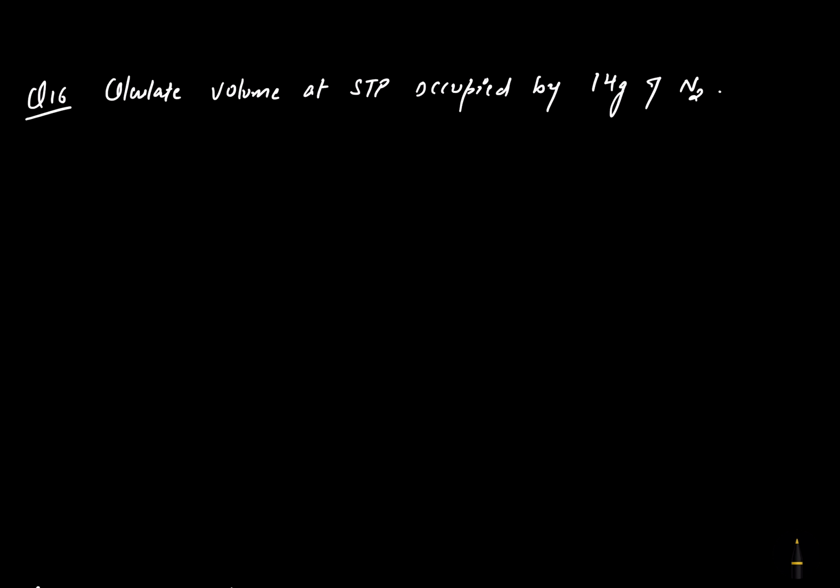In 16th, he is saying calculate the volume at STP occupied by 14 gram of nitrogen. Now let's talk about the molecular weight of nitrogen first. The atomic mass of nitrogen is 14. The nitrogen atoms are 2 in number. It comes out to be 28 grams.